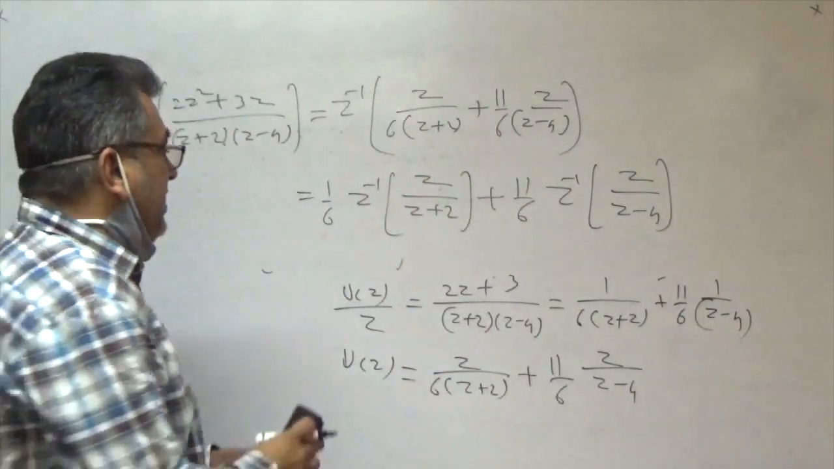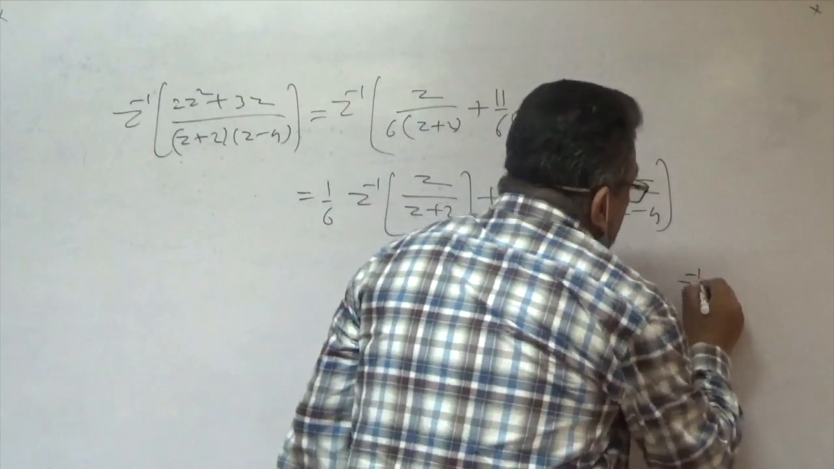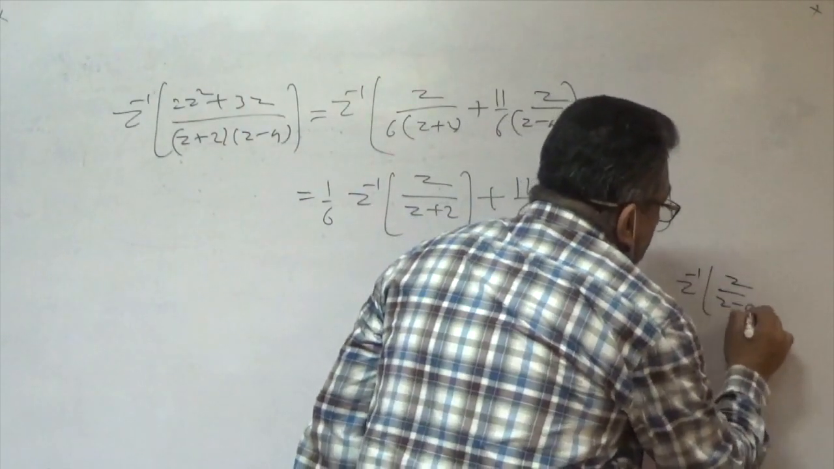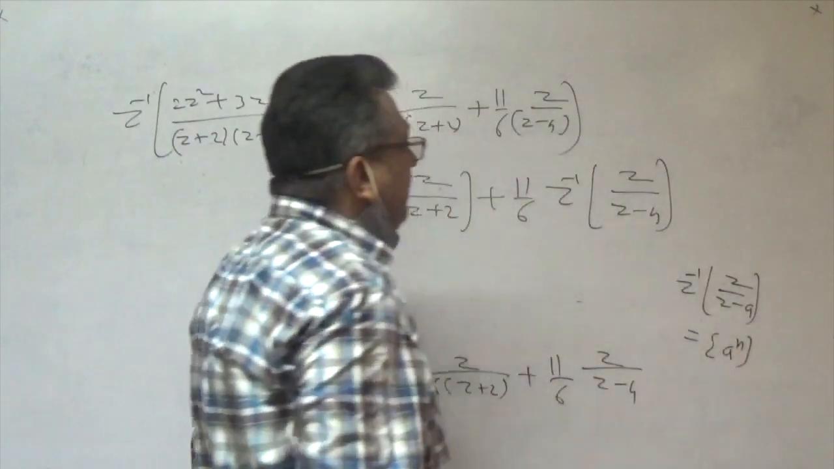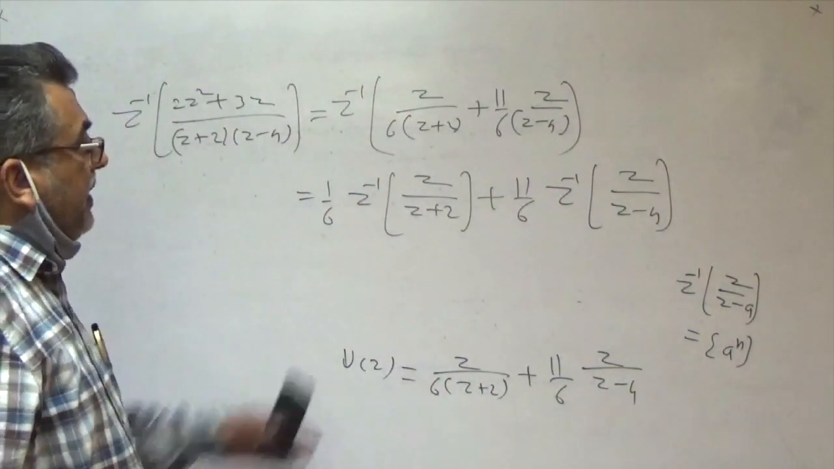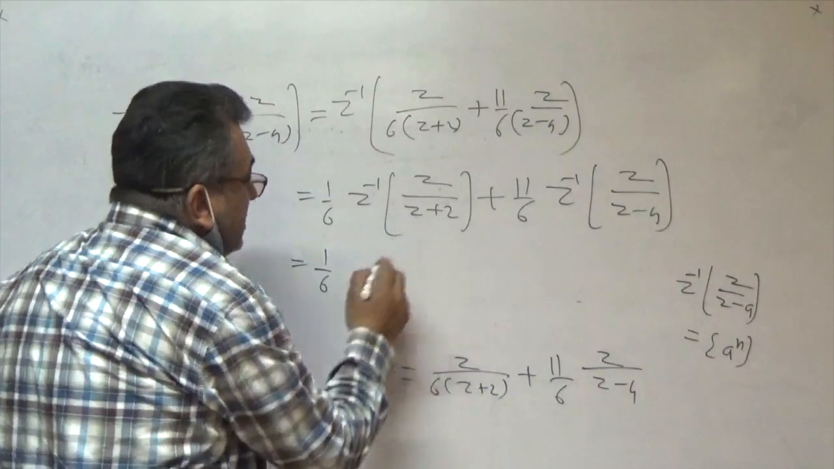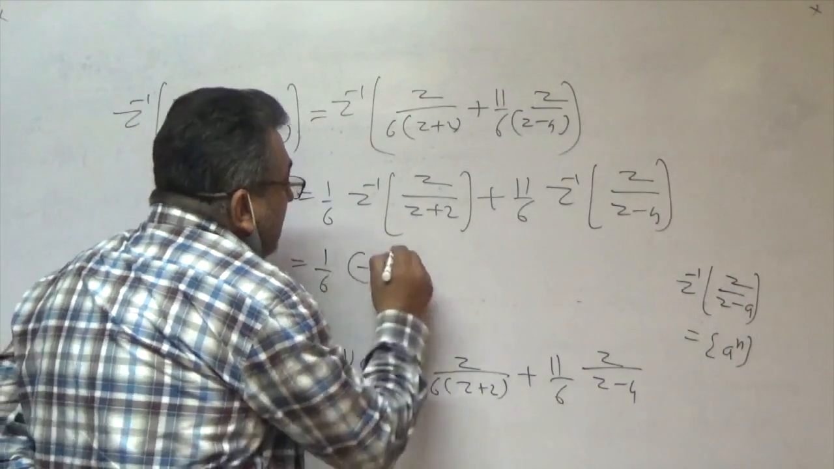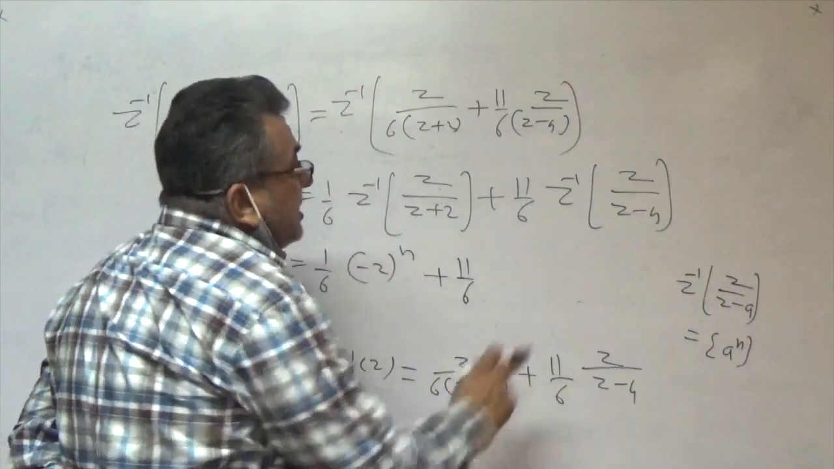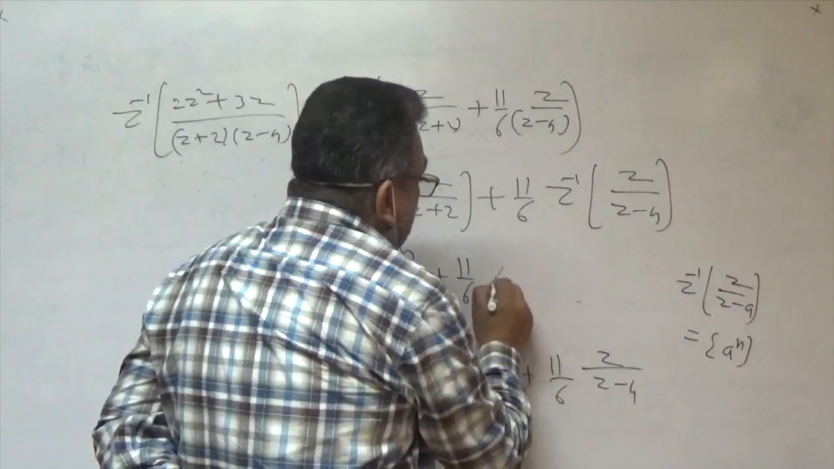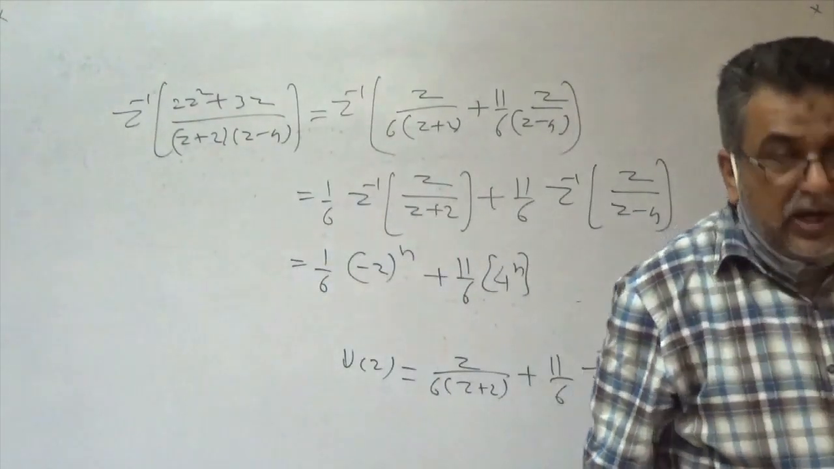Right? And this is directly based on the formula. Just as I told you, the inverse transform of z upon z minus a is the sequence a to the power n. Compare this. The first one is 1 by 6 with z plus 2, so a is minus 2, so minus 2 to the power n sequence, plus 11 by 6, and this is 4, so this is 4 to the power n sequence. Right? And that is your answer.